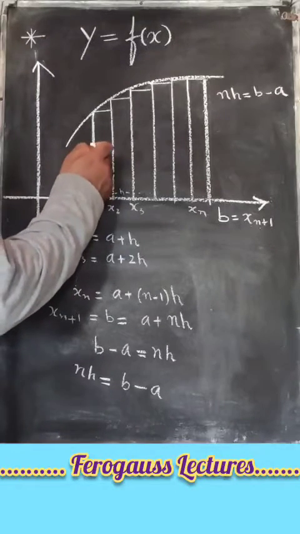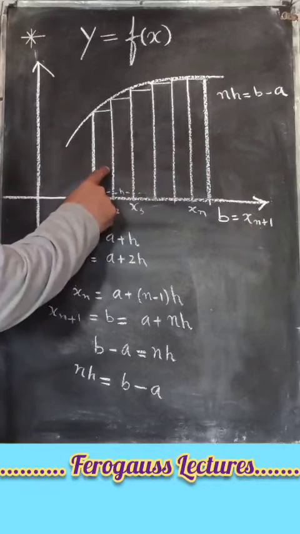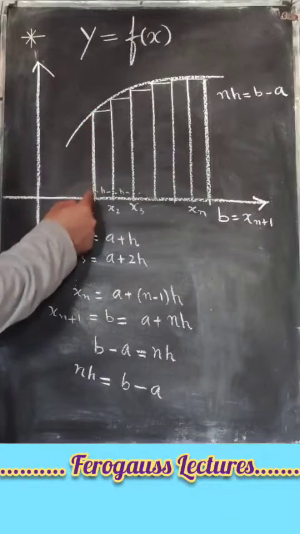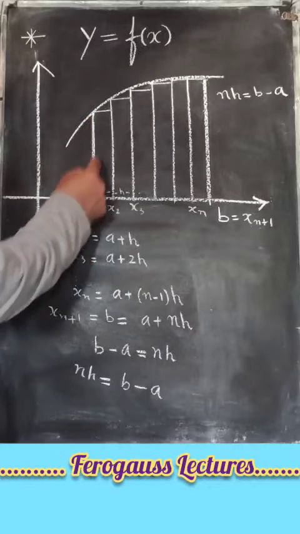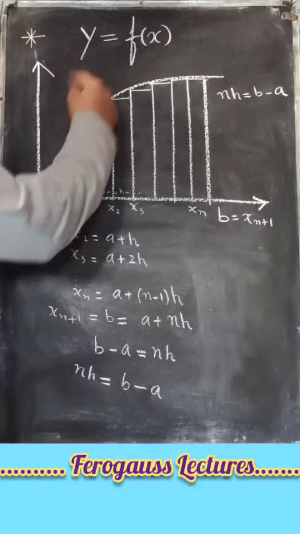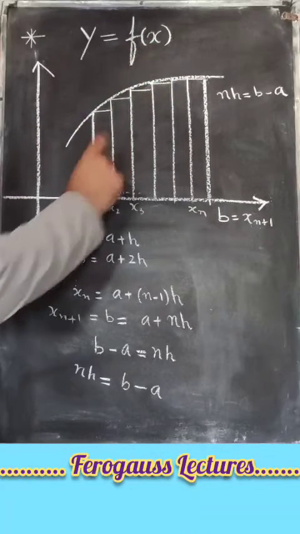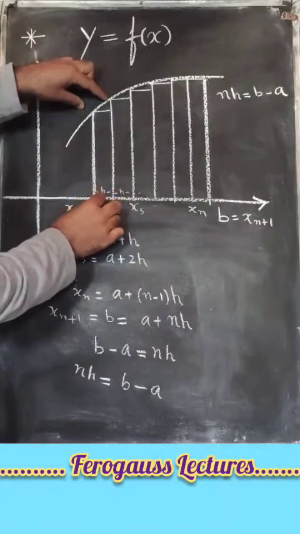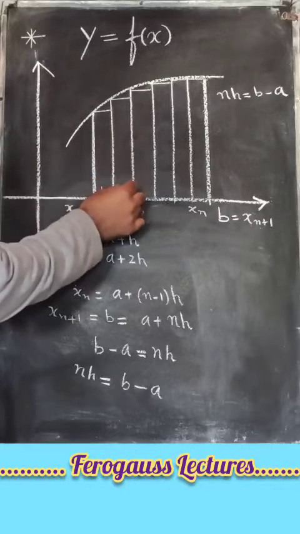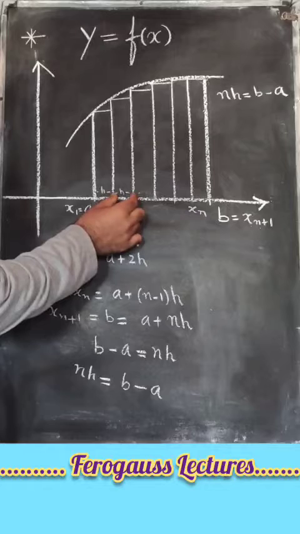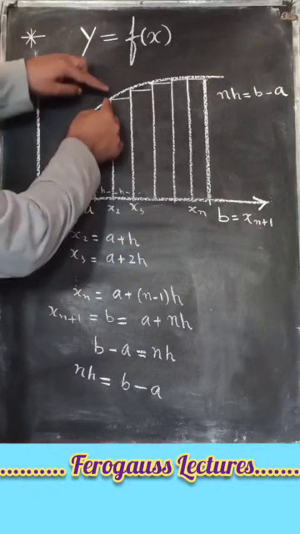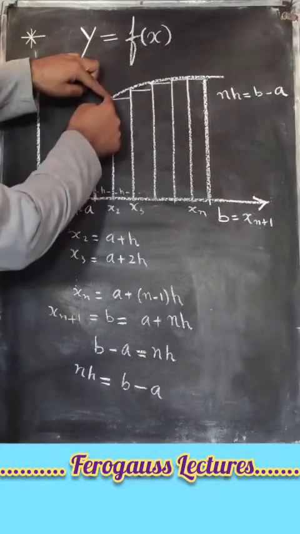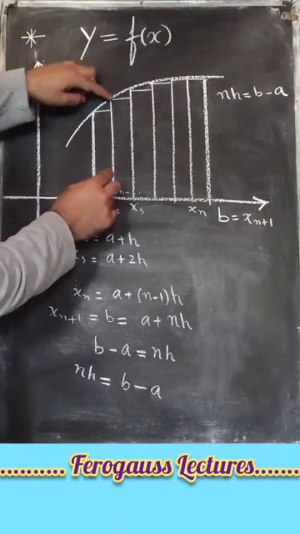Now we will find area of these rectangles. In case of first rectangle, width is equal to h and its length is f(a). As x1 is equal to a, so its length is f(a). If you put x equal to a, you will get y is equal to f(a). Therefore, area of first rectangle is width, that is h, into length, that is f(a). Similarly, in case of second rectangle, again width is equal to h and its length is equal to f(a plus h). As x2 is equal to a plus h, so its length is equal to f(a plus h), and so on.